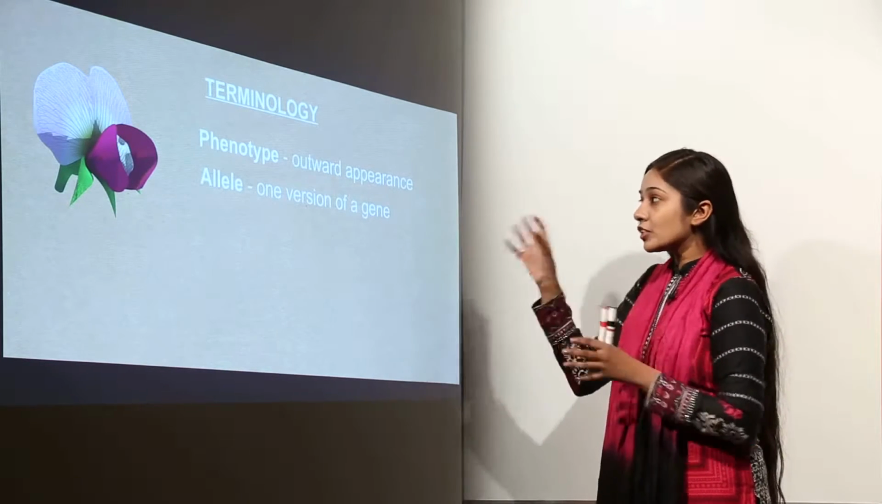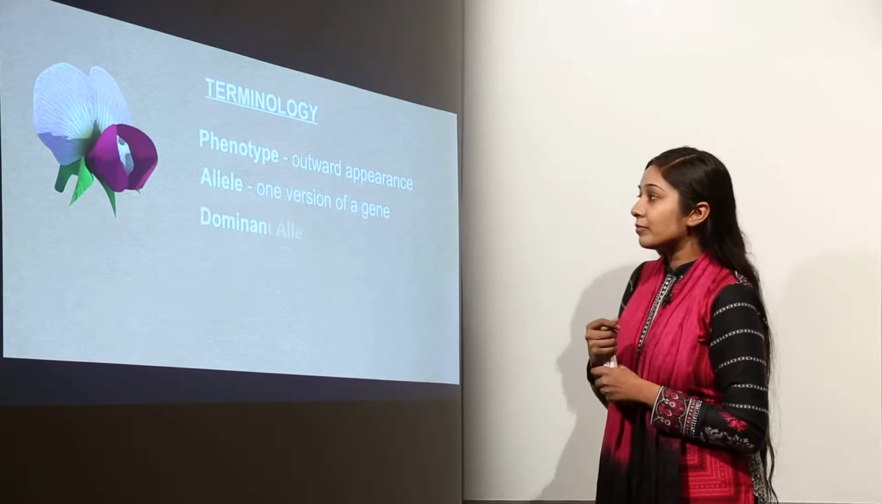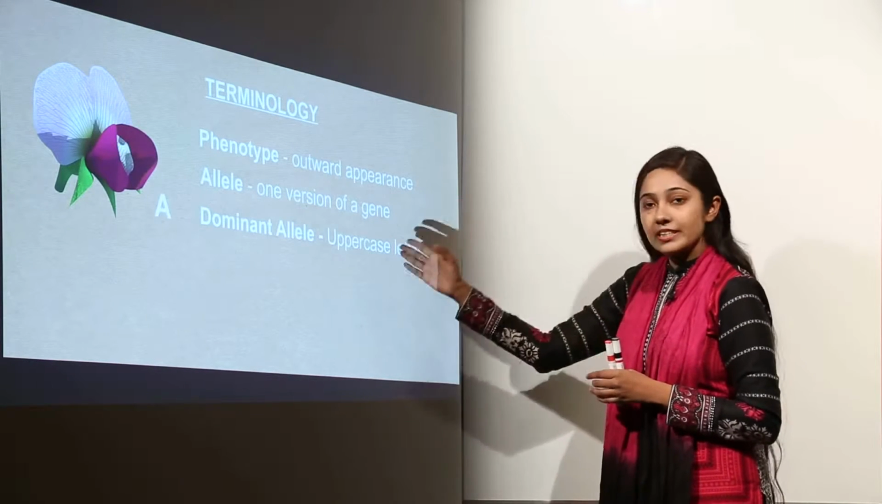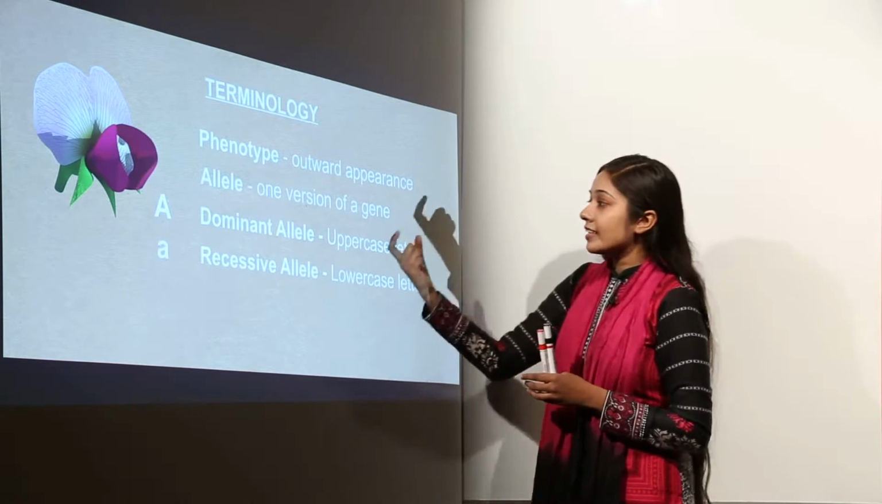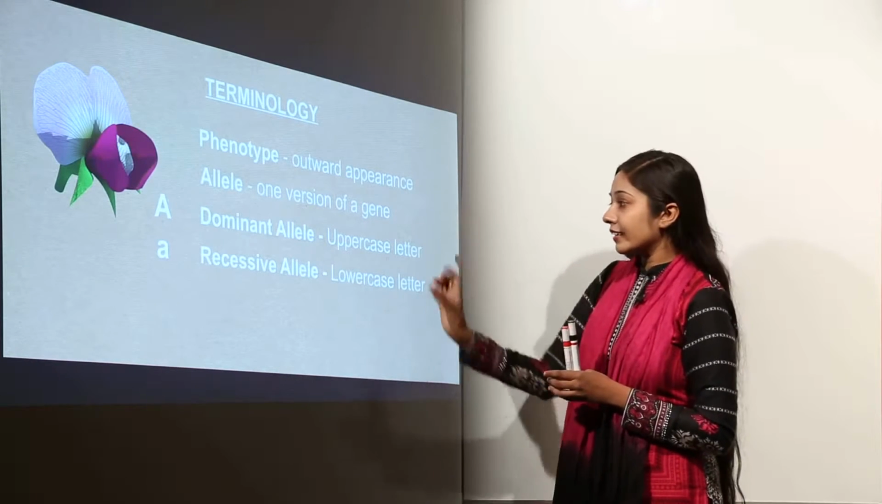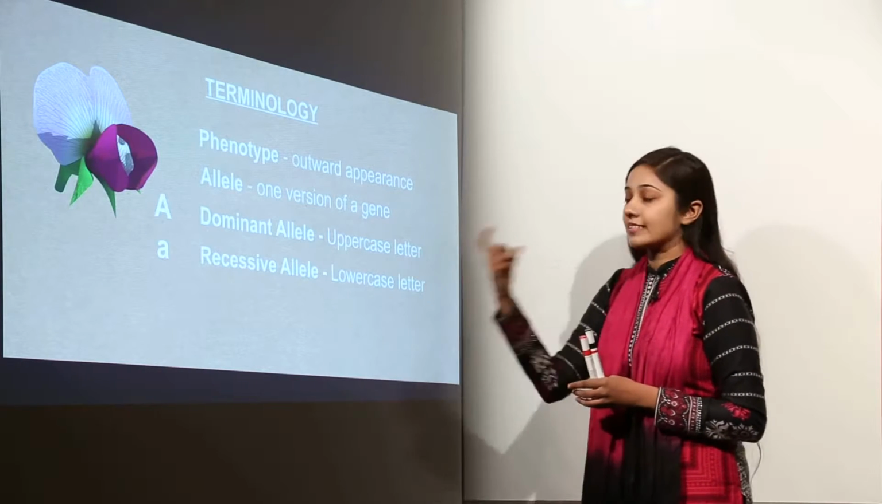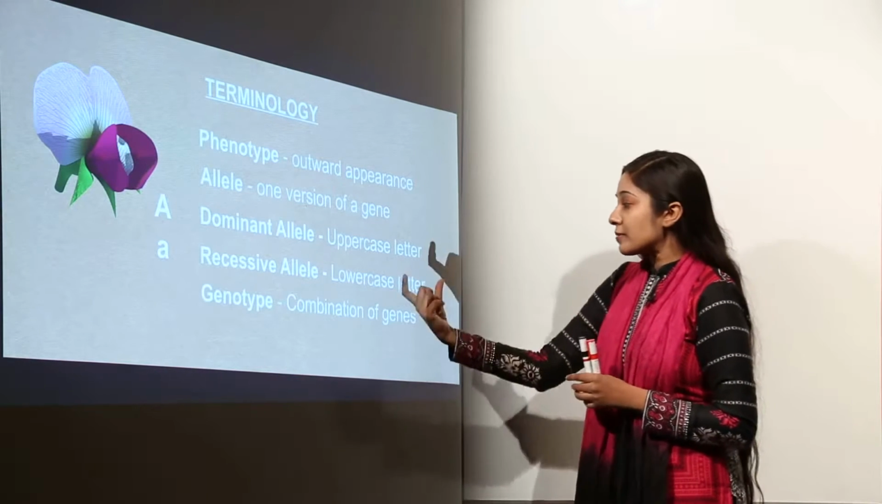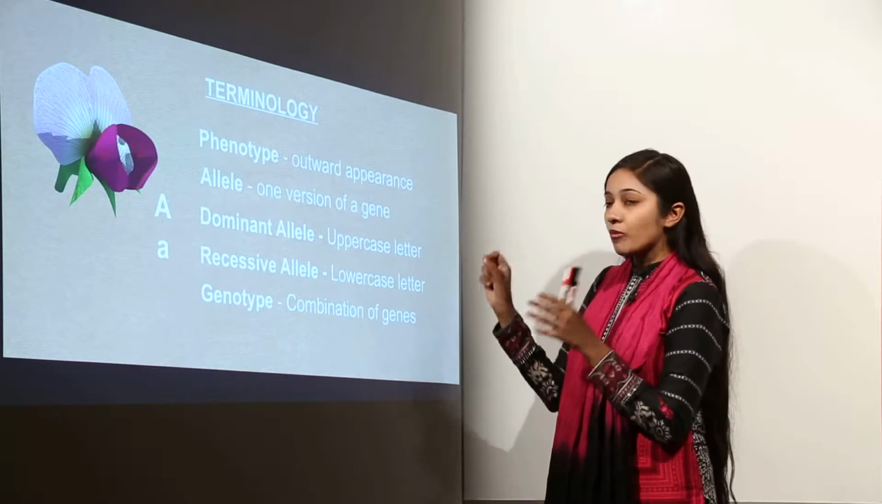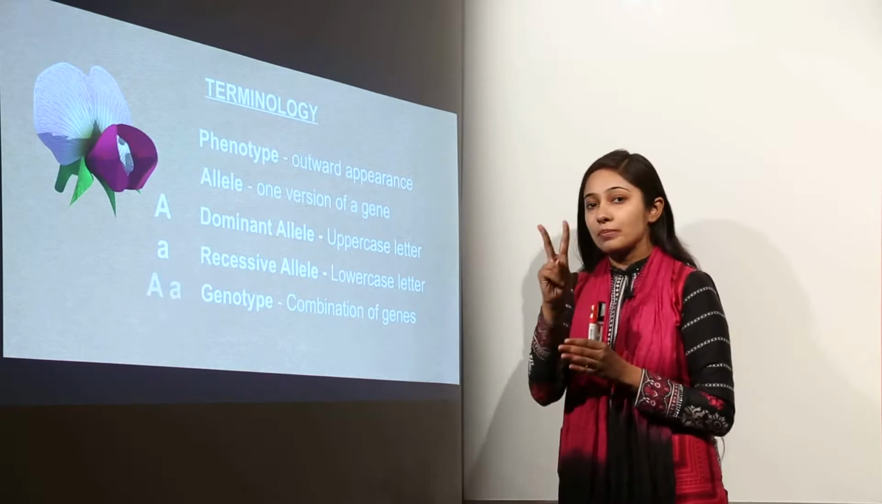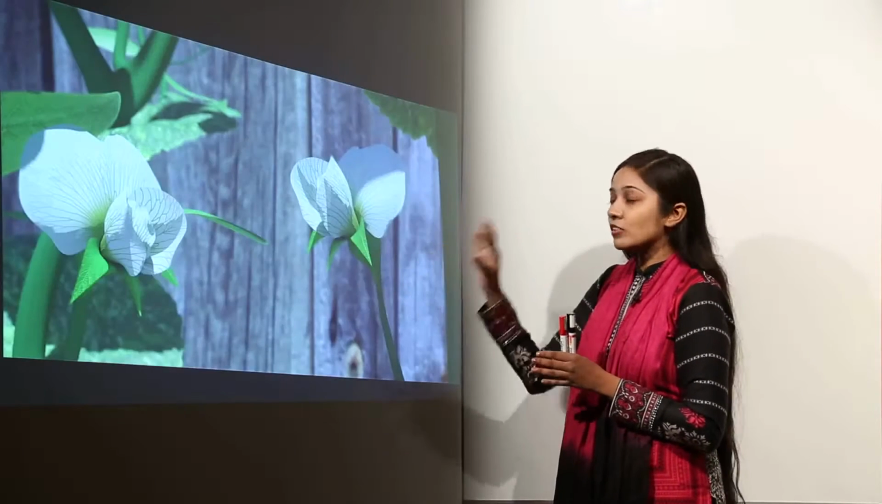Allele is one version of a gene. For example, we have 2 types of alleles. We have dominant alleles and recessive alleles. Dominant is written as a capital letter, uppercase letter, and recessive as a small letter, lowercase letter. And genotype is a combination of genes, means you'll have to write both of them, capital A and small a, because we have 2 copies of each gene, so genotype is the copies.